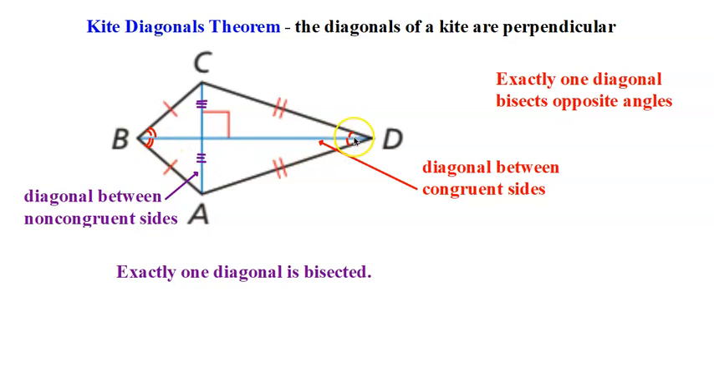And very important to remember that it is the non-congruent angles that are being bisected. The congruent angles are not bisected. Right? This angle here is smaller than that angle there.